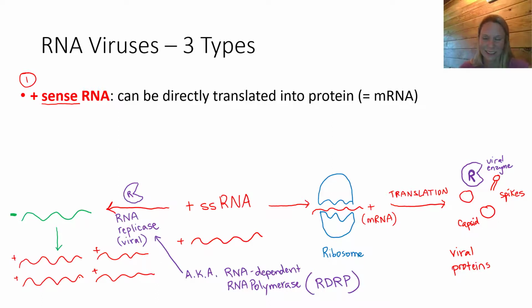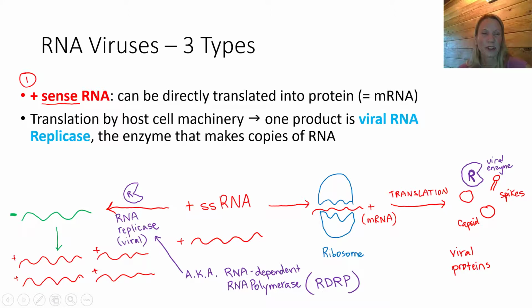Pause it, rewind. Look at this. Bullet point, translation. Okay, we drew that here. So we drew that the translation step produces viral proteins, and one product happens to be the viral RNA replicase, which is here. And then that viral RNA replicase acts as the enzyme to make copies of RNA. In order to make more of the single-stranded RNA, you need RNA replicase. And it's synthesized by the translation process.